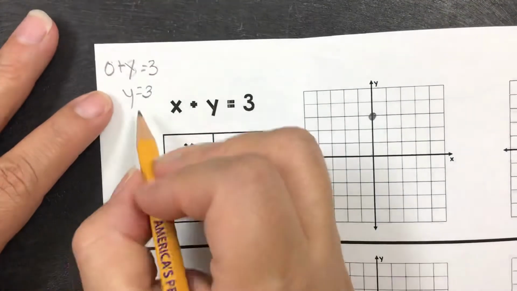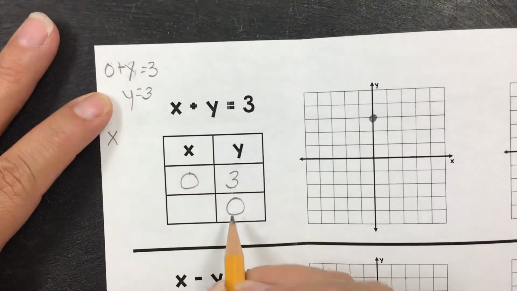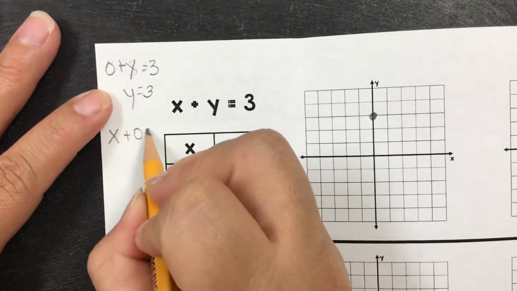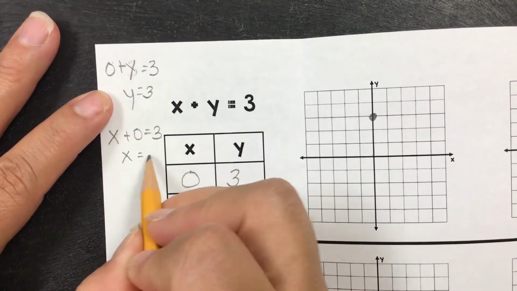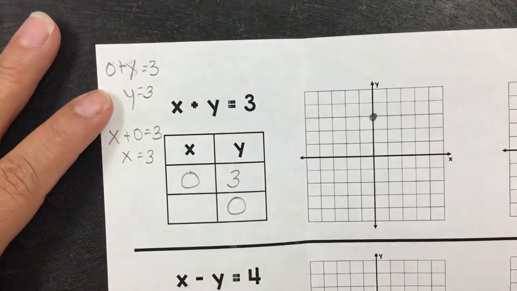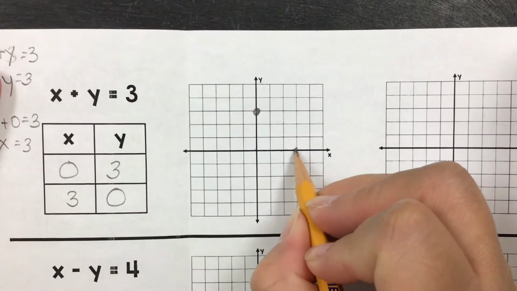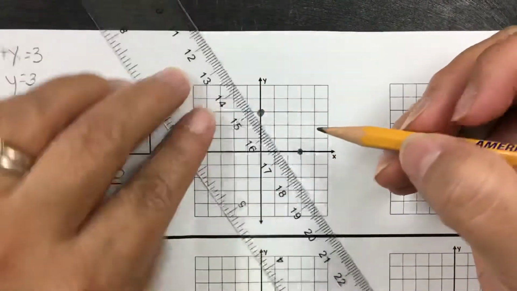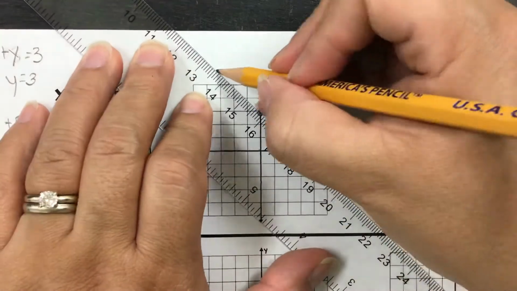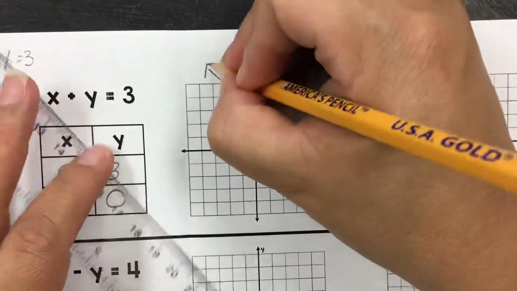Then for the other one, you're looking for the x-intercept since your y is 0. That means x is equal to 3, because you don't need to write the plus 0. 1, 2, 3 on the x, and no movement on the y. And don't forget that for lines, I would like them to go past the graph. Make arrowheads at the end.